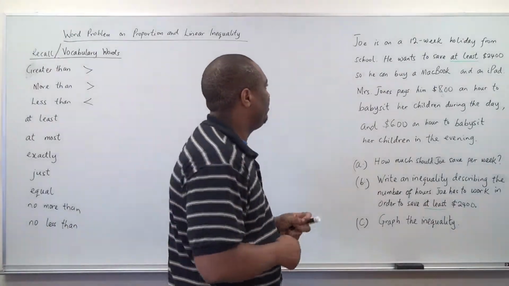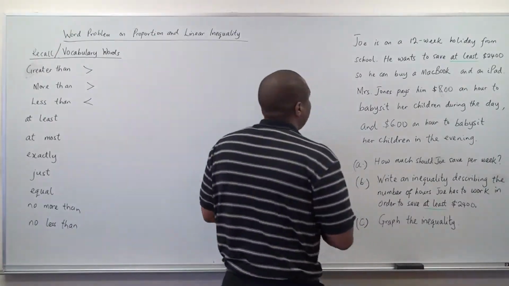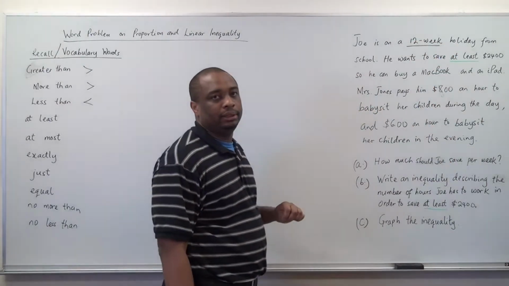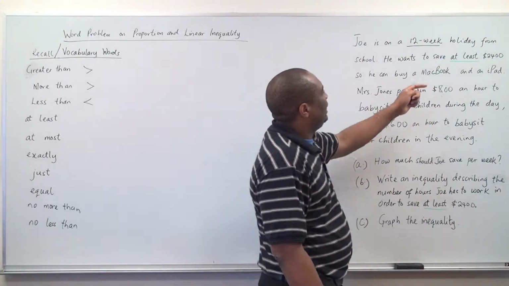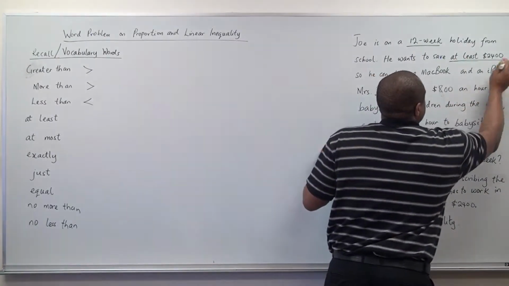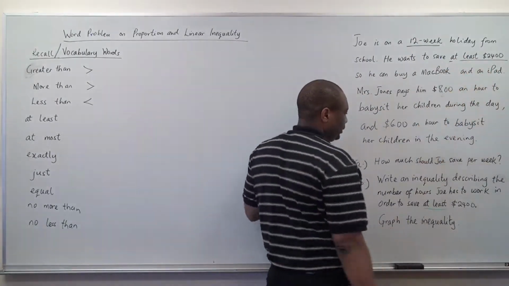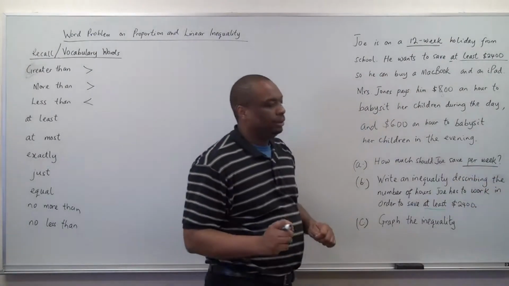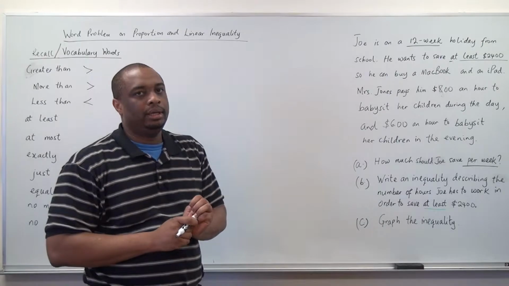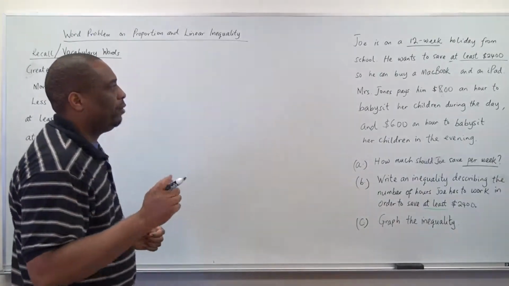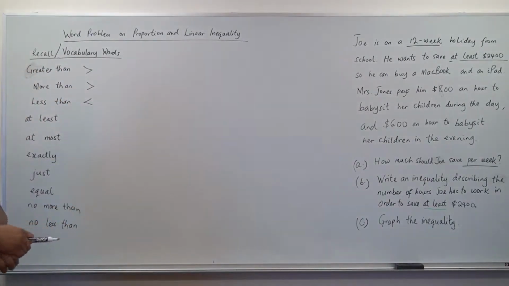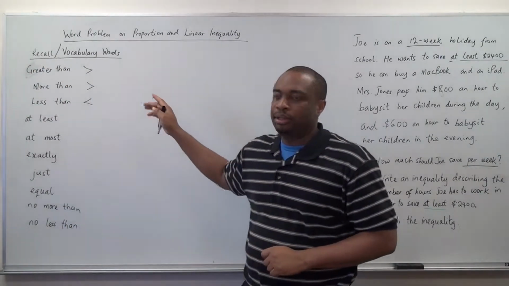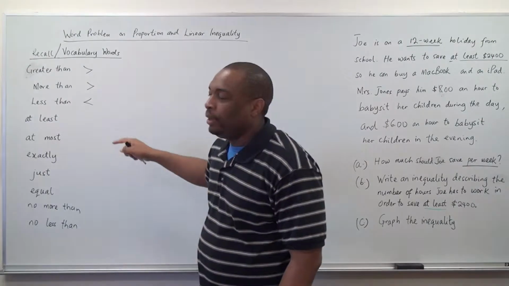So we look at this word problem, we see that Joe is on a 12-week holiday, and he wants to save at least $2,400, right? And how much should he save per week? We look at that. Okay? So before we continue with this, I would like us to recall some of the word problems we have.